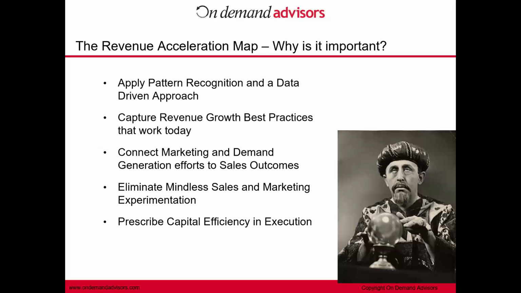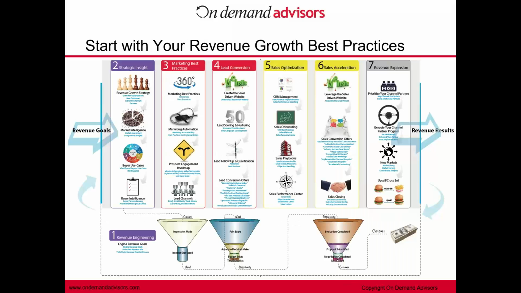And some of these areas we're talking about today are in the area of sales. So how do you eliminate that expensive experimentation? And then how do you apply this in the shortest, most rigorous way for your company? So you'll receive a copy of this revenue acceleration map. This map is the codification, it's the visualization of revenue growth best practices.